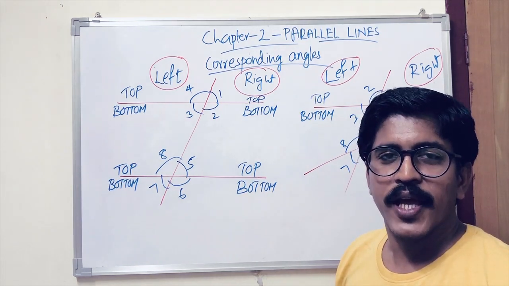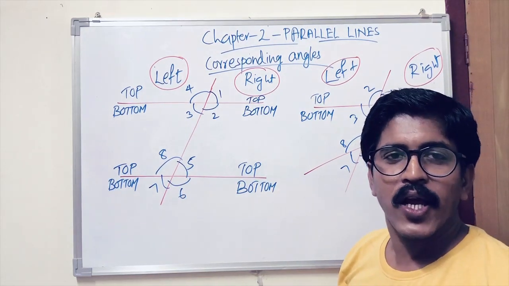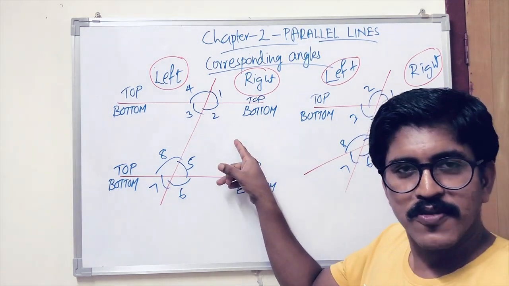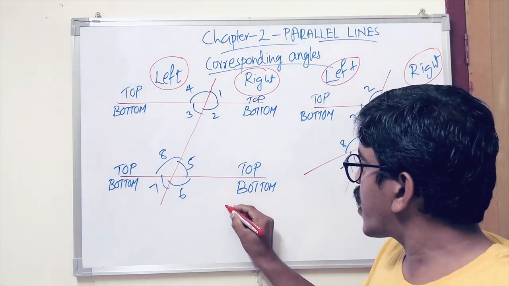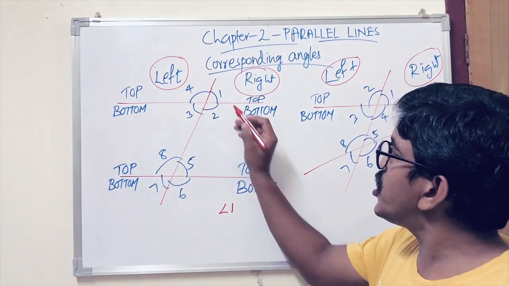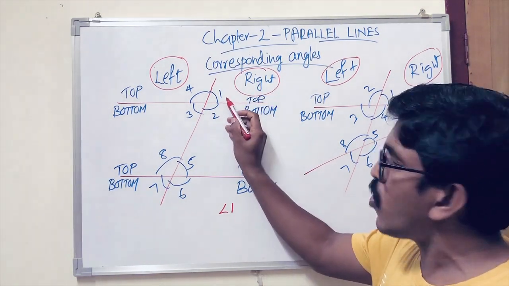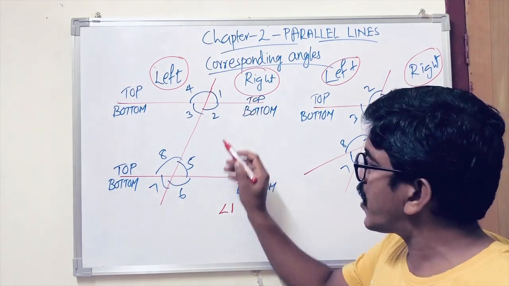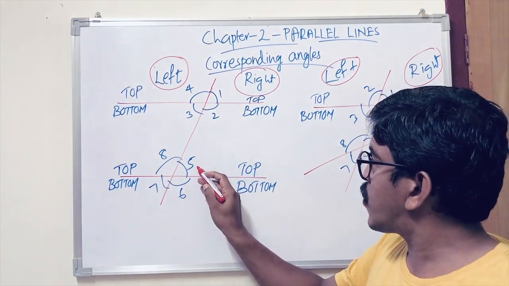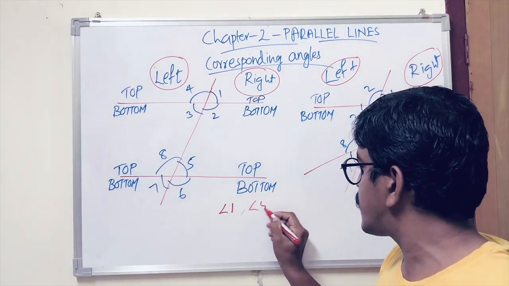The definition of corresponding angle: when two lines are cut across by another line, 8 angles are formed. In that, angles in the same positions are called corresponding angles. Now we can check the corresponding angle from this figure. We can check the corresponding angle of angle 1 first. Before that, we need to know the position of angle 1. Angle 1 has the position right side top. The same position you have to find on the second line. So 5 has the same position, that is top right side. So angle 1 and angle 5 are corresponding angles.